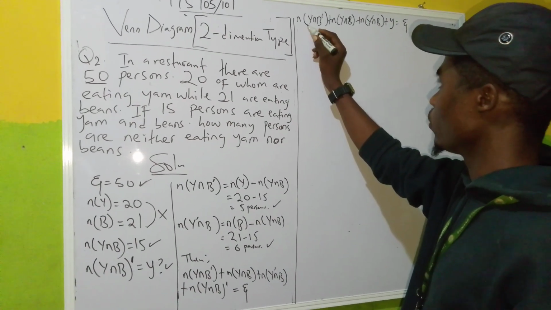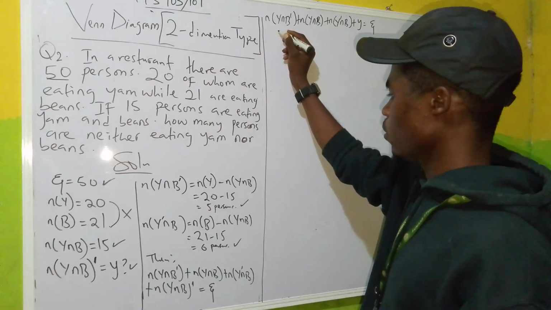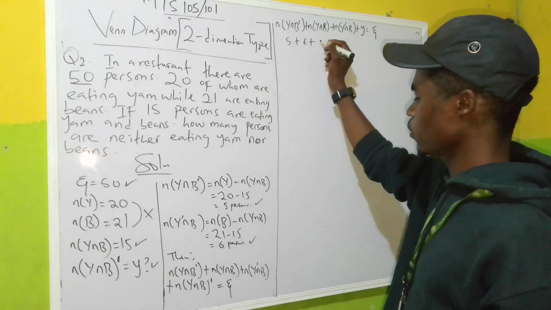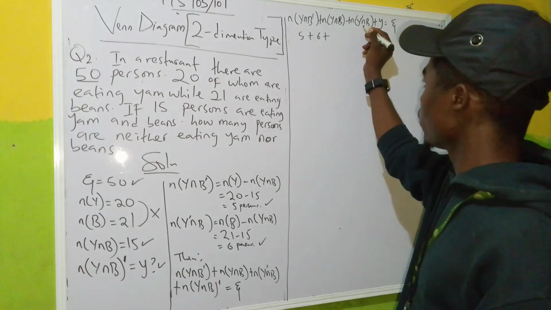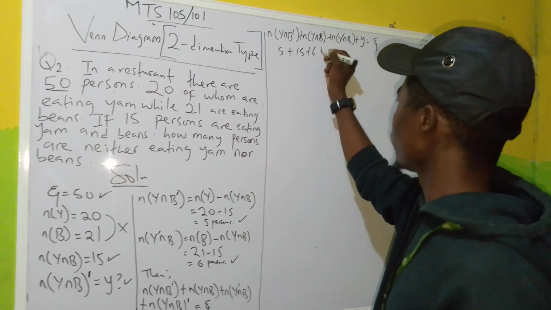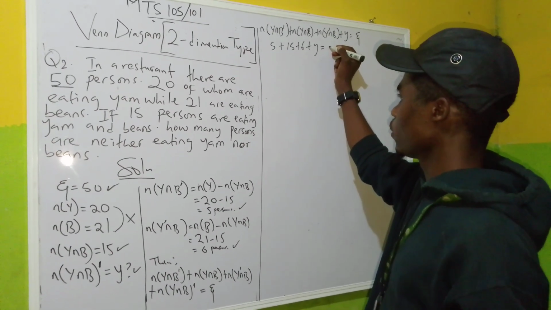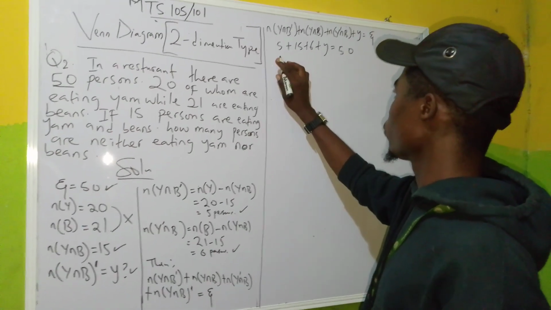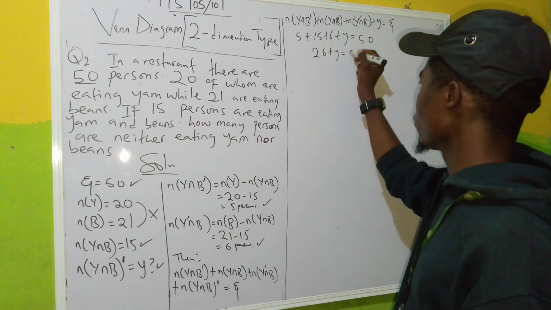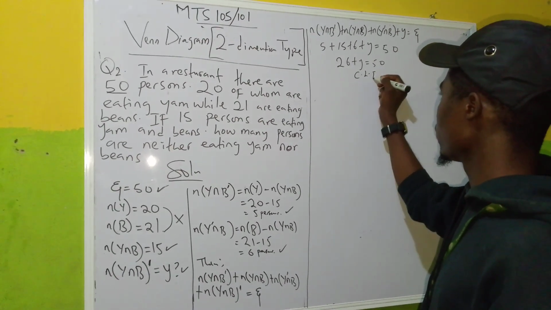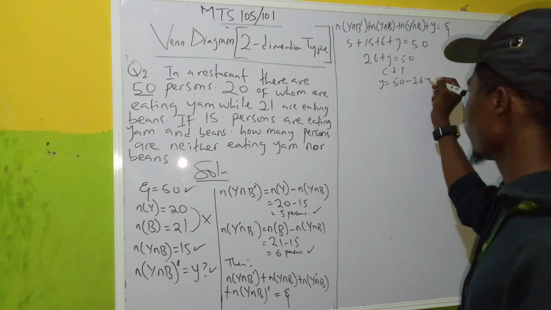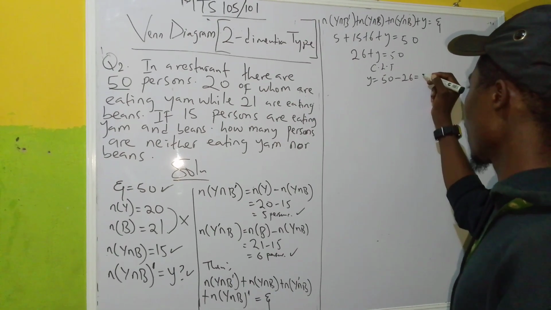So what do we have for this one? We have 5 plus 6 plus this one, which is 15, plus 6 plus y equals to what? Equals to 50. So this is 26, okay? 26 plus y equals 50. So y equals 50 minus 26, which equals what? That's 24.